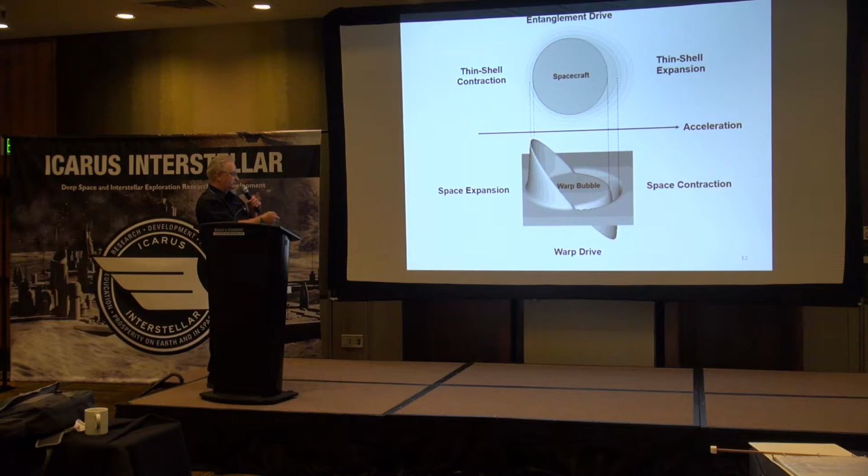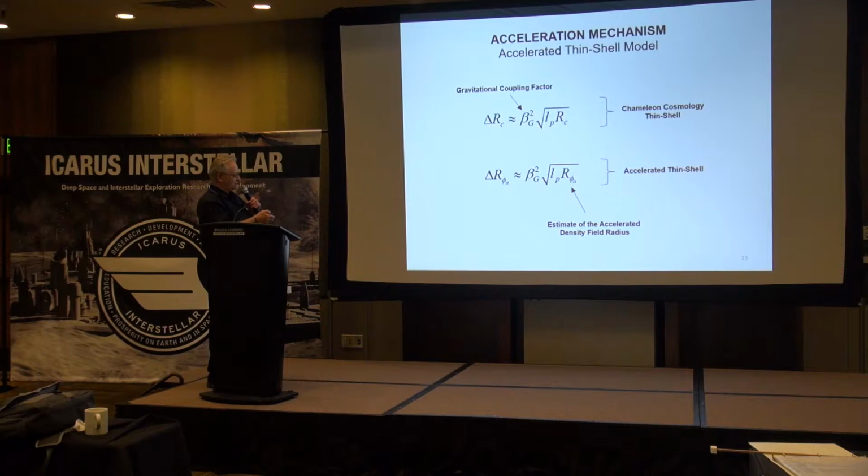Okay. Under the acceleration model, if you go back to the chameleon model, I found out that the thin shell is approximately equal to a coupling factor of gravity, which under the chameleon model is set to 1. And so for the Earth, the thin shell is actually the square root of the Planck length times the radius of the Earth. If you just rewrite this into this acceleration form, all I'm really doing is changing the subscripts here, then it comes out very similar.